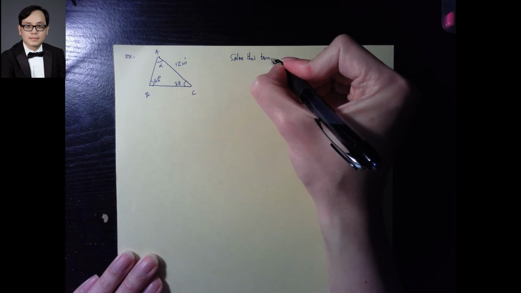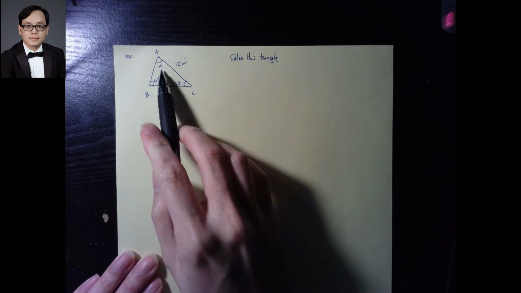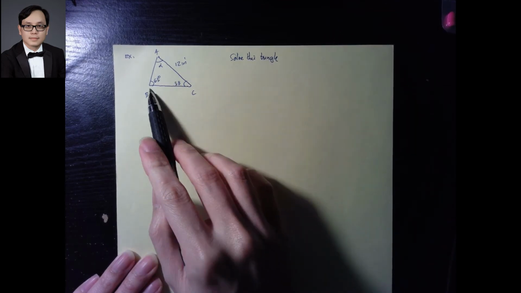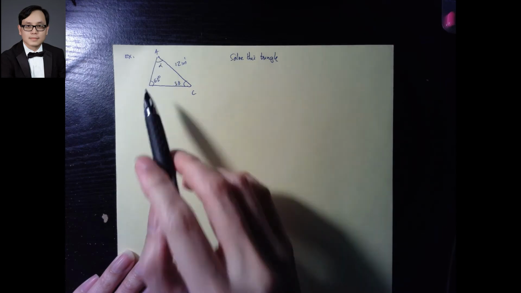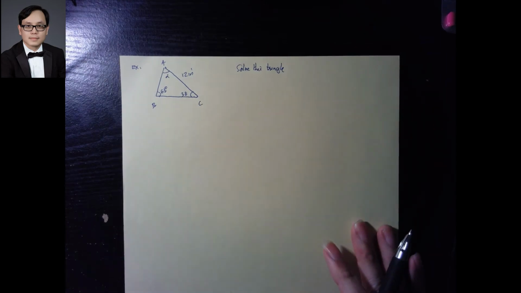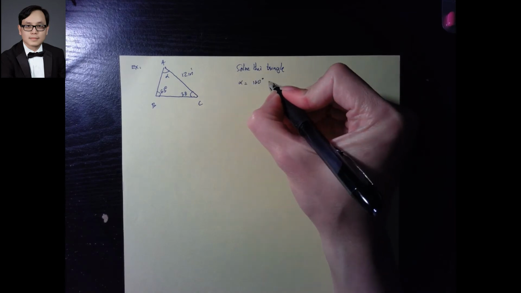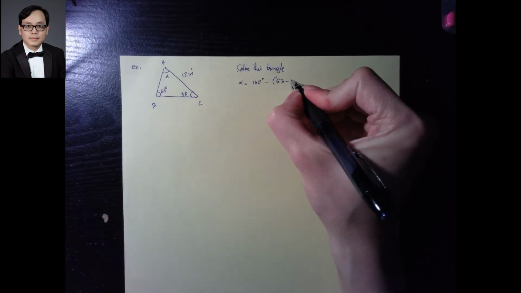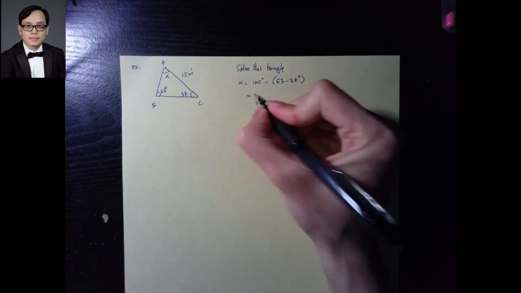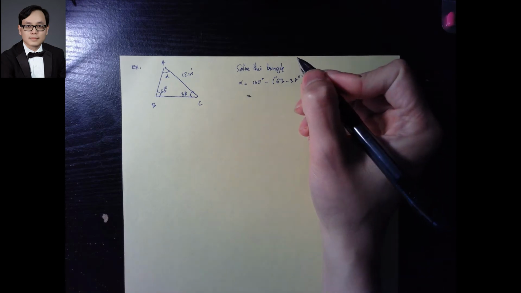It means that I have to find angle alpha, I need to find BC, and I need to find AB. So angle alpha is very easy. Alpha is 180 minus the sum of 63 and 38, which gives you 79.